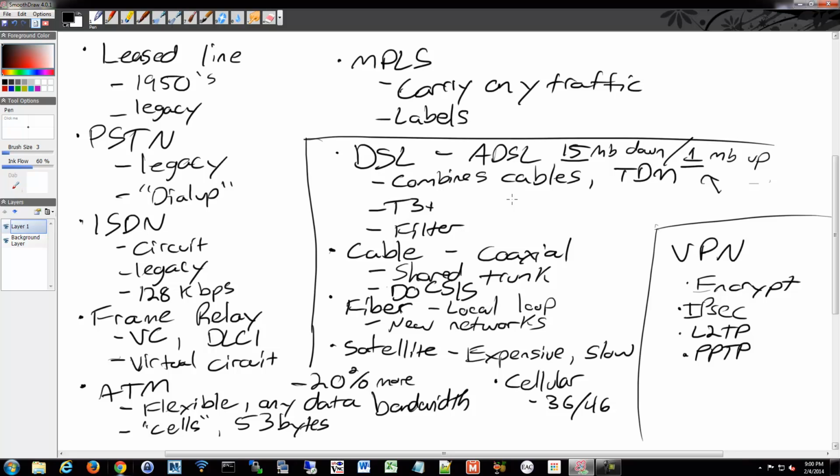So with that, we will move on to actually talking about and configuring some of the wide area network types, such as point-to-point and HDLC and things like that.